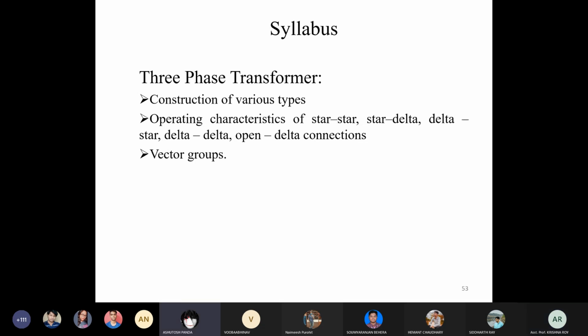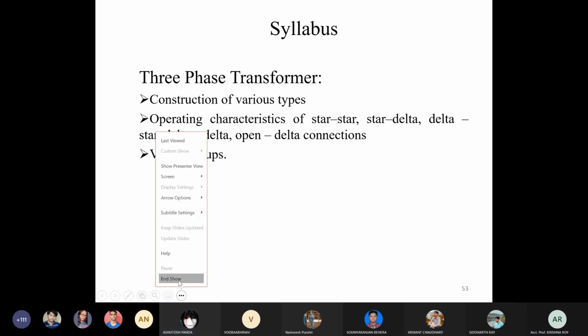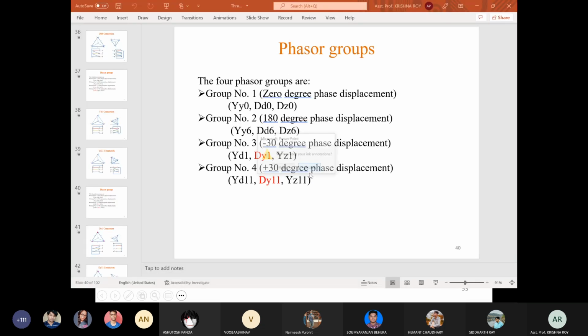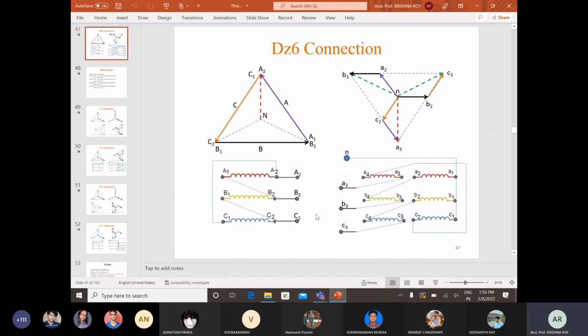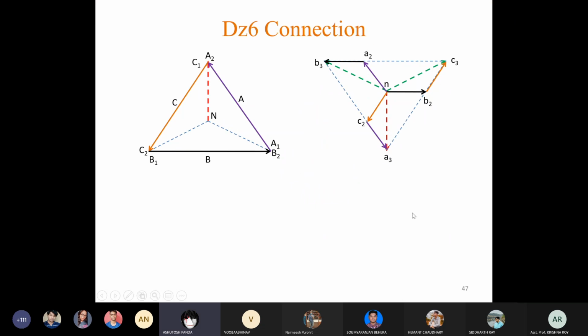Sir, I had one doubt in DZ6. Sir, in the phasor diagram, we have taken all the corner points B3, A3, and C3. That is due to 180-degree phase difference. Yes. Okay, sir. You see, the direction of this arrowhead is from left to right, but this one is from right to left. That is why 180-degree phase shift.